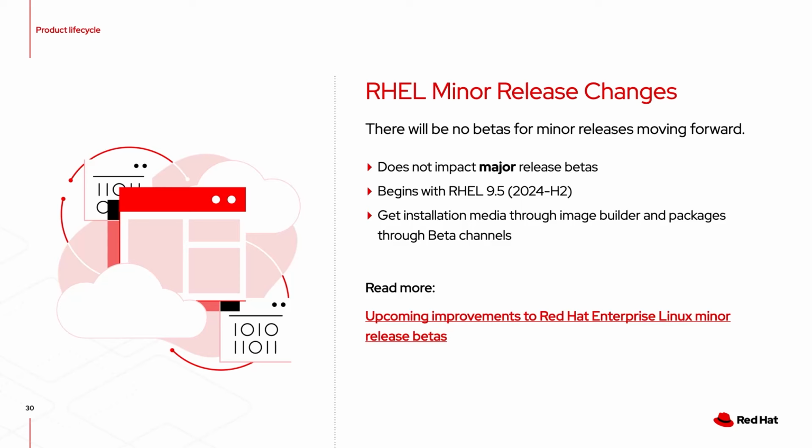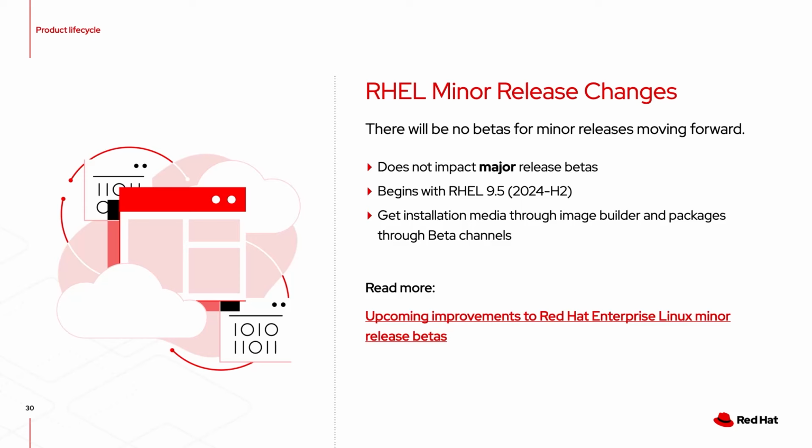So instead, there will still be beta ISOs and beta repositories that you can gain access to. You can still report bugs, you can still provide feedback, and we highly encourage you to do so. There just won't be a formal program around it. Again, like I said, that doesn't affect major releases like the RHEL 10 beta, which we're currently in planning for. But this does take place with RHEL 9.5.